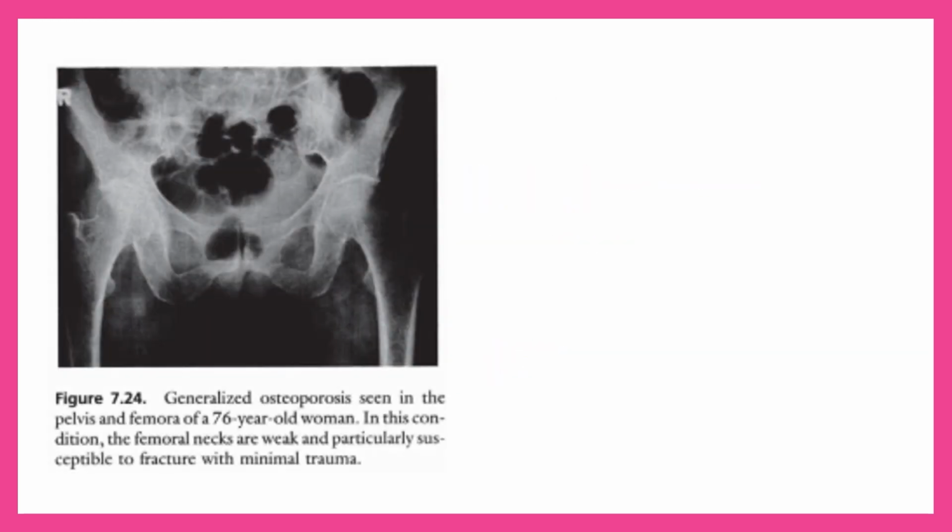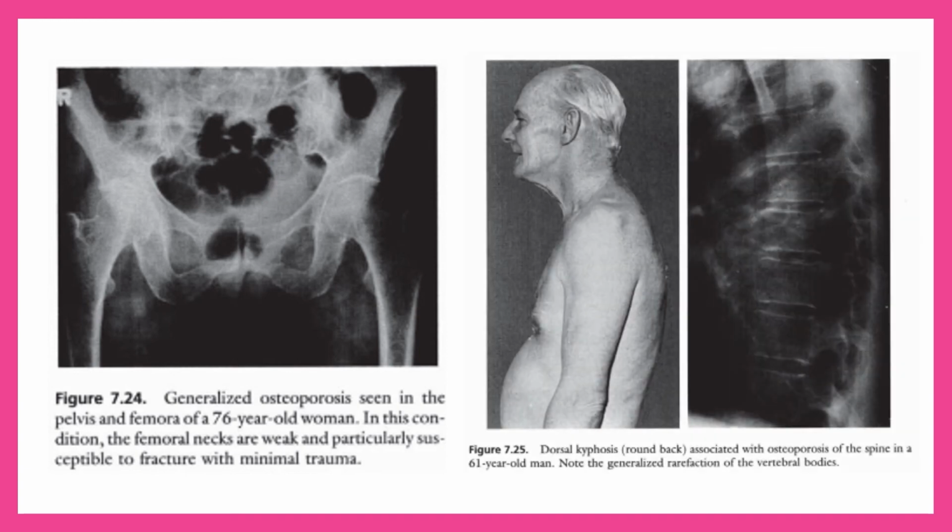This figure shows generalized osteoporosis seen in the pelvis and femora of a 76-year-old woman. This figure shows a dorsal kyphosis or round back associated with osteoporosis of the spine in a 61-year-old man.